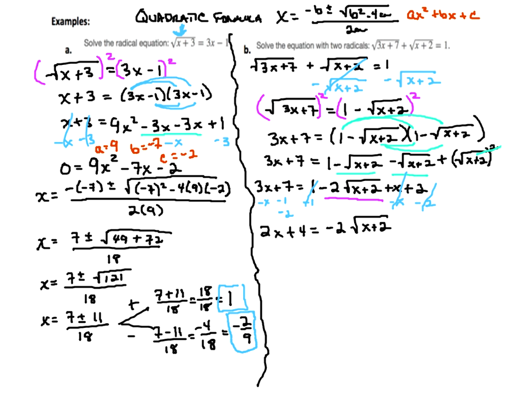However, it's still not isolated. It still has that factor of negative 2 holding on to it. So I'm going to divide both sides by negative 2 to get it off of there before I square it again. Okay, so 2x divided by negative 2 leaves me with negative x. Positive 4 divided by negative 2 leaves me with negative 2. And then I have the square root of x plus 2. Now I'm ready to square both sides again.